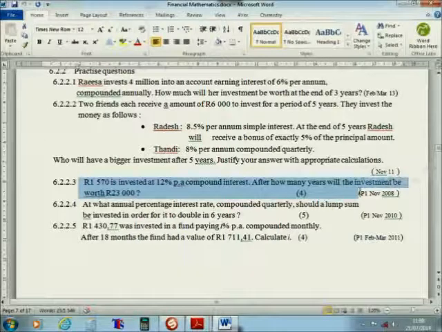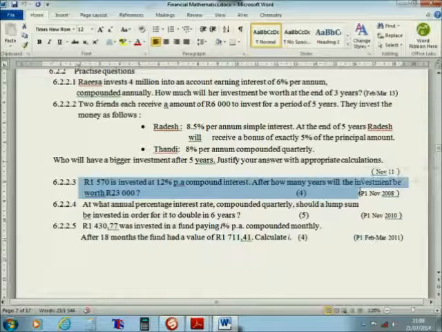That's why we are going to apply the logs. Okay, all right, what does it say? We've got the information there. 1,570 is invested. What is 1,570? It's going to be your principal, or your lump sum that you're going to invest, at 12% per annum compounded interest.